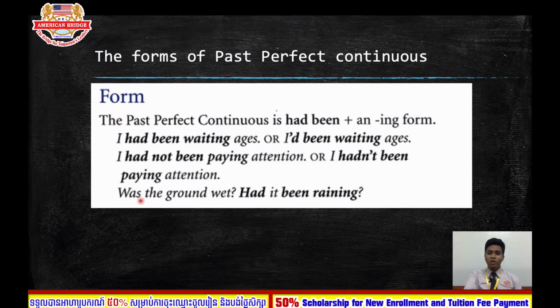And again, for the question, it's very easy. You invert the verb had with the subject. Was the ground wet? So you say: had it been raining? Alright, so I hope you have caught up with the form of the past perfect simple and past perfect continuous. Let's move on to the usage of each of the tenses.